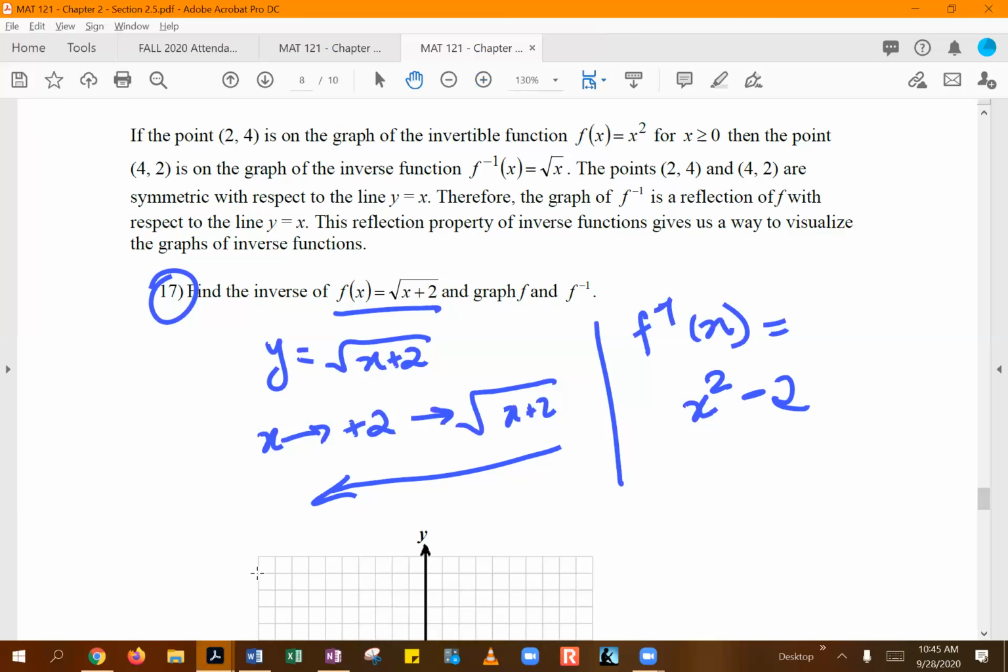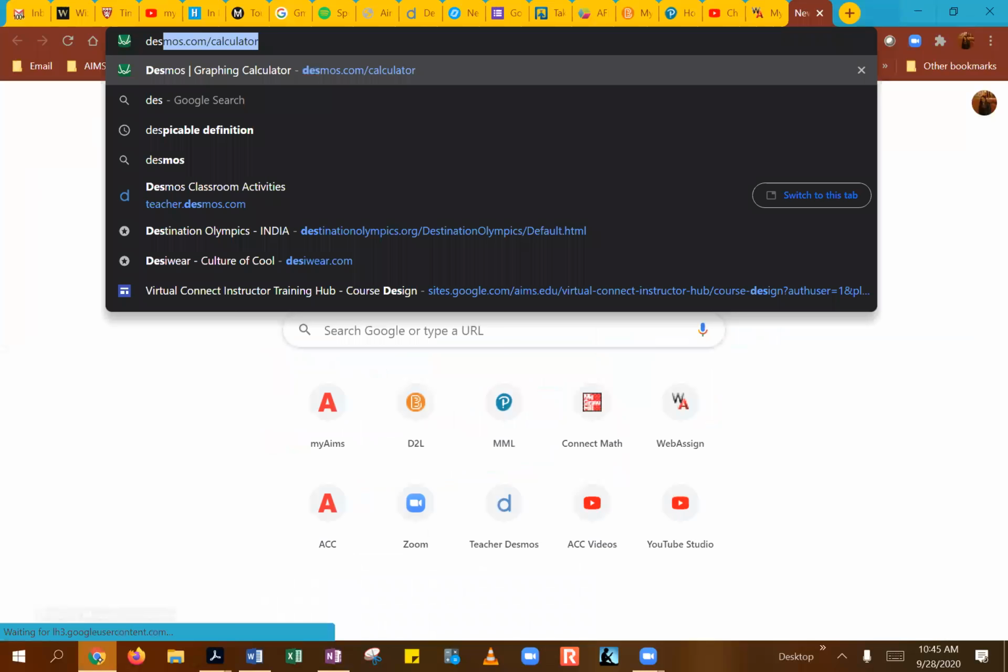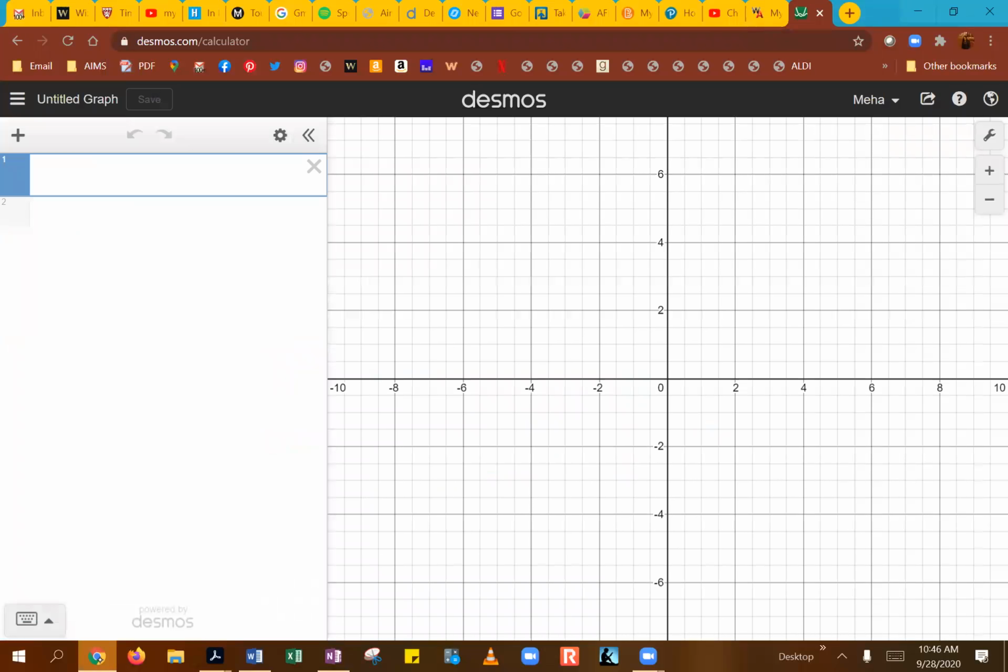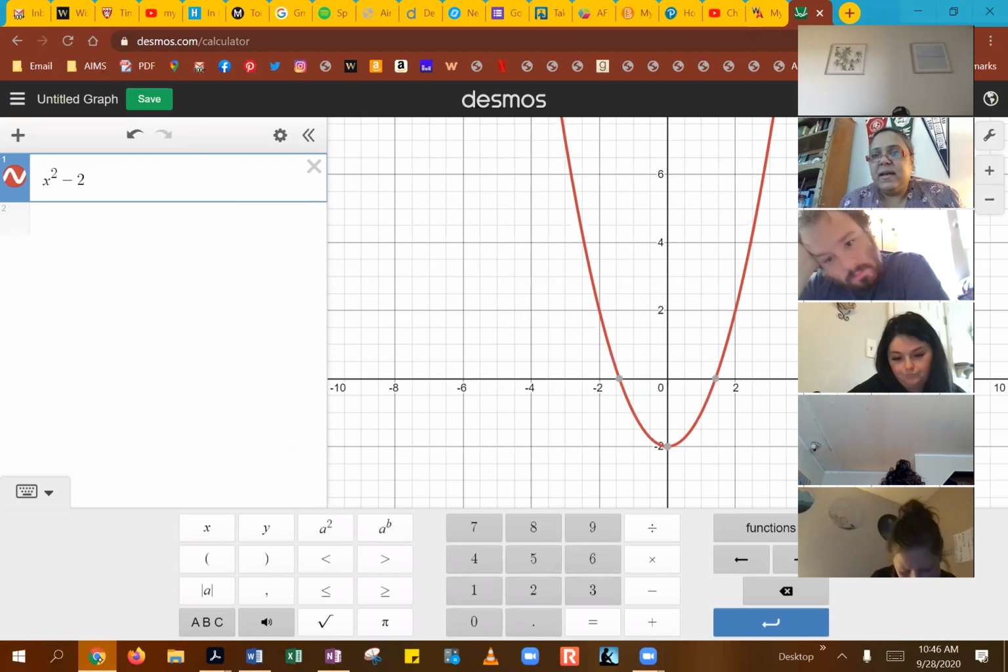Let's get rid of this guy. And let me open my Desmos. So as you will see, when we do our little x squared minus 2, this looks like a parabola, right? And we know it's going to fail the horizontal line test because if I draw a horizontal line through this, it's going to cross at 2 different points.